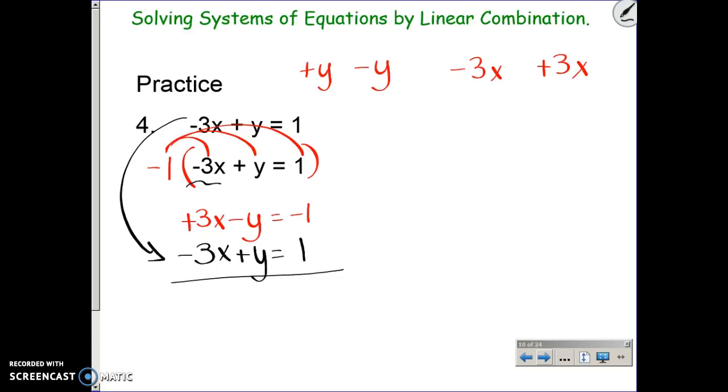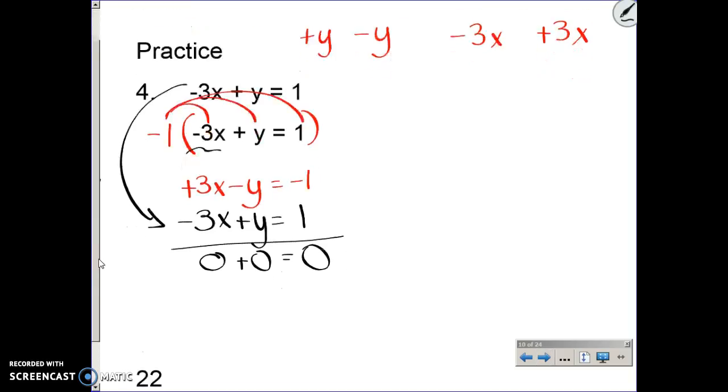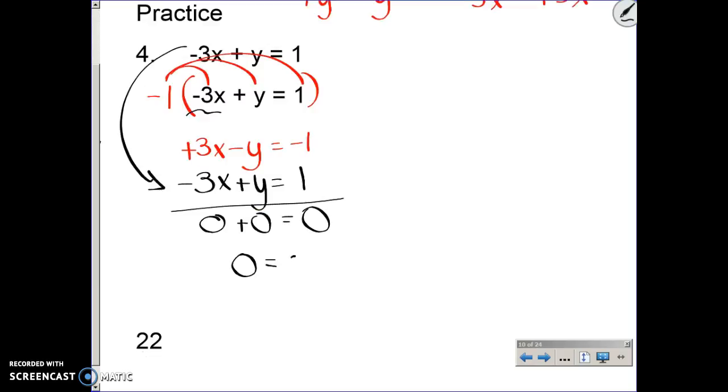Well, 3x minus 3x gets me 0. -y plus y cancels out, gets me 0. And -1 plus 1 also gets me 0. So really it means 0 equals 0. Well, does 0 equal 0? Yeah, that's a true statement. There's no more variables. If it's a true statement after you eliminated all the variables, hopefully you already know where I'm going. It means that it's infinitely many solutions.